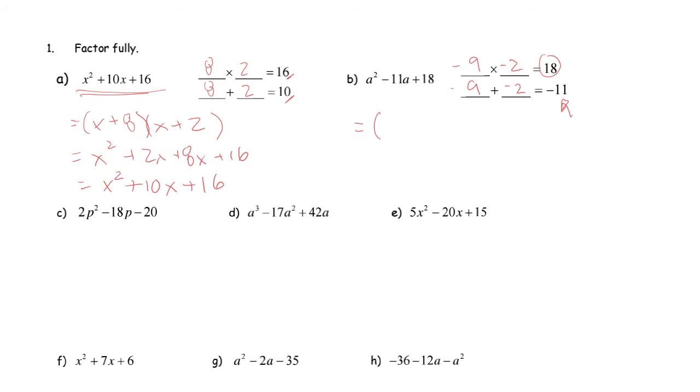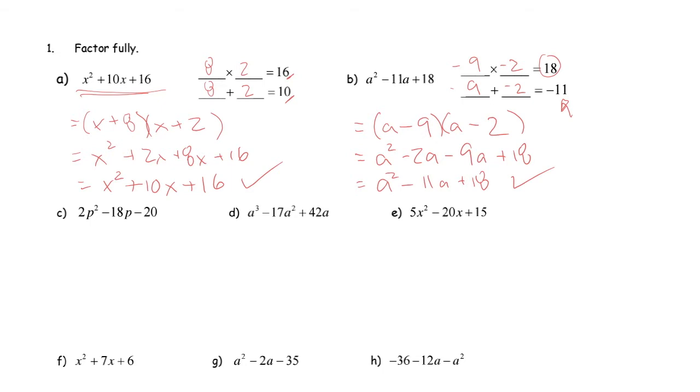So that works here. So my factors become, we're going to start with a in both cases here. This is going to be a minus 9 and then a minus 2. And again, if you expand that out, I will get a squared minus 2a minus 9a plus 18. So a squared minus 11a plus 18. And that worked. That just showed that I did that factoring correctly here.